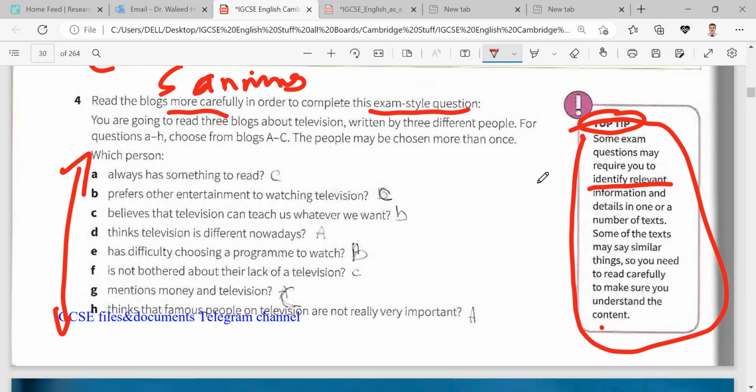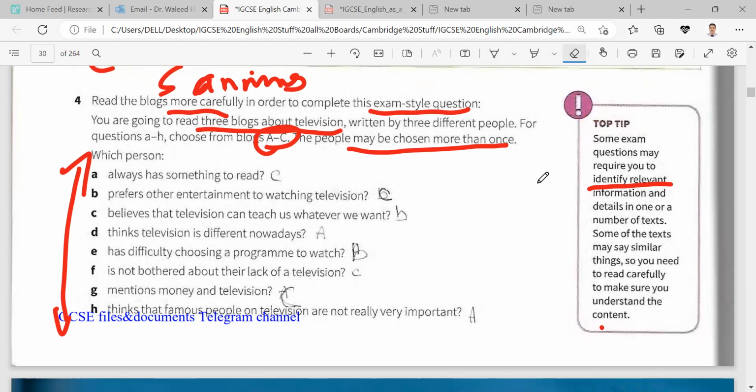So now, what should you do? You are going to read 3 blogs about television written by 3 different people for answering questions A to H. Choose from blogs A and C, and the people may be chosen more than once. Means you can choose the same blog more than once. For example, you can write 2 A's, or 2 Bs, or 3 Cs, like this. Can you start, Khalid? So the first one, read the statements and please define the keywords before answering.